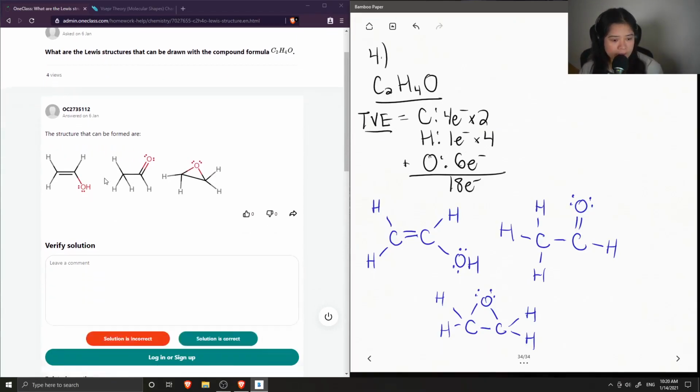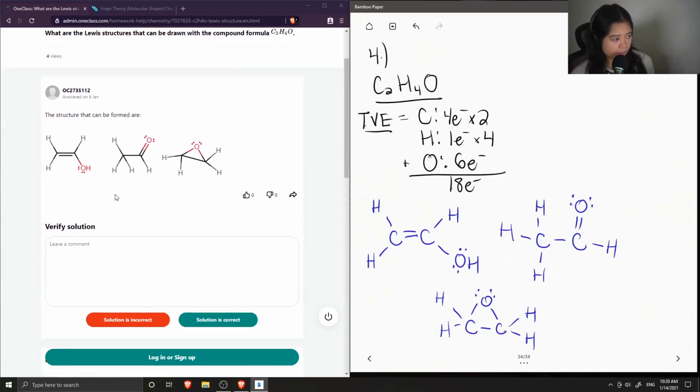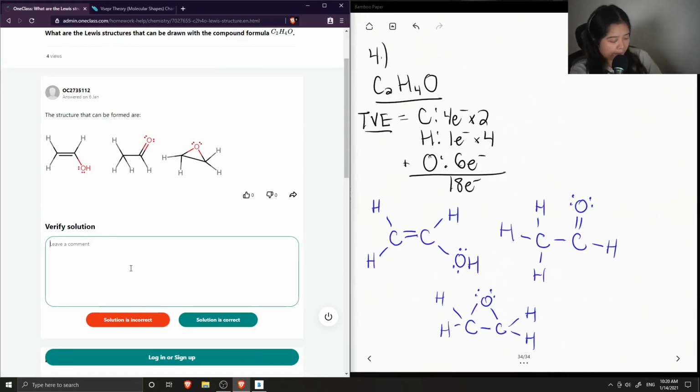And if we see what the junior tutor said, they said the same 3 structures. So this solution is correct.